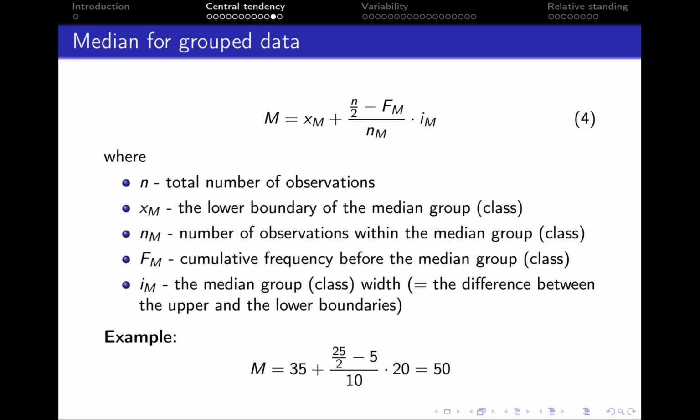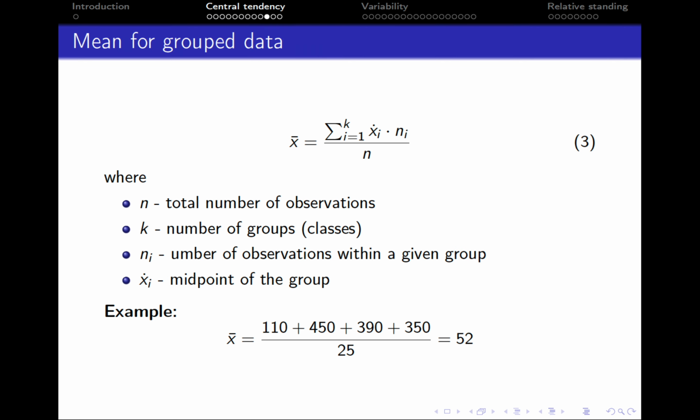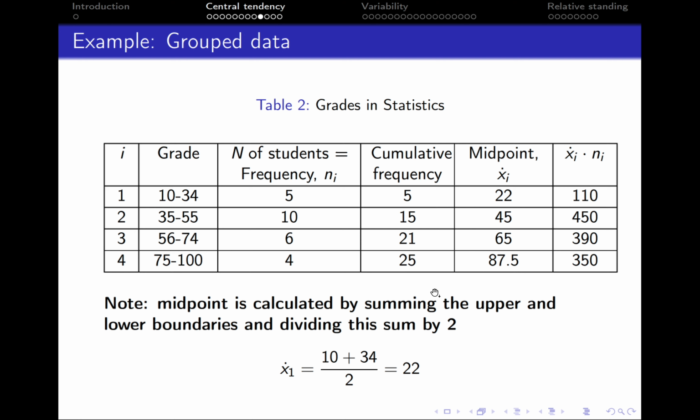You need to think which observation, so the number of this observation, splits your sample into two equal samples. So for example, in our case, we've got 25 students. So student number 12 and student number 13, those are the two middle values. So we need to look for the group where student number 12 and student number 13 are.